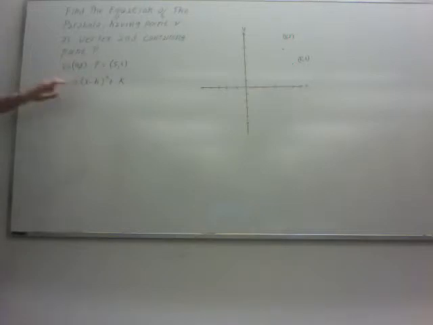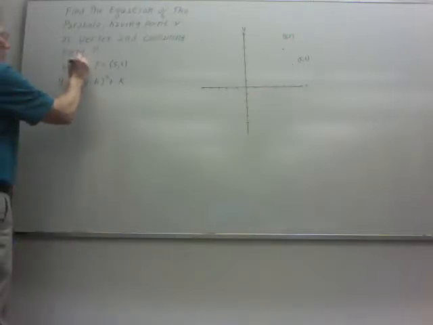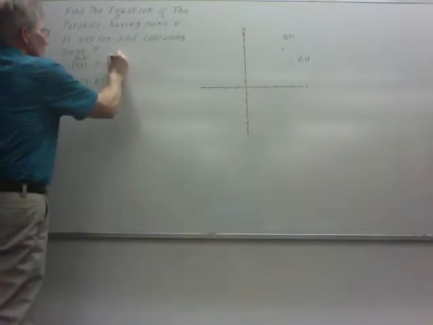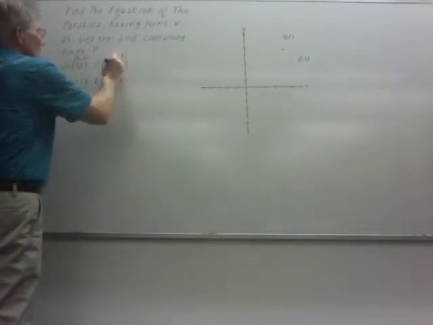Now, if this is helpful, you can do this. Your vertex has to be (h, k). That's what your vertex is when it's in this form. Your point has to be (x, y), right? So what's the only variable we don't have? a. We've got h, we've got k, we've got x, we've got y. So what we're looking for in this particular problem is a.